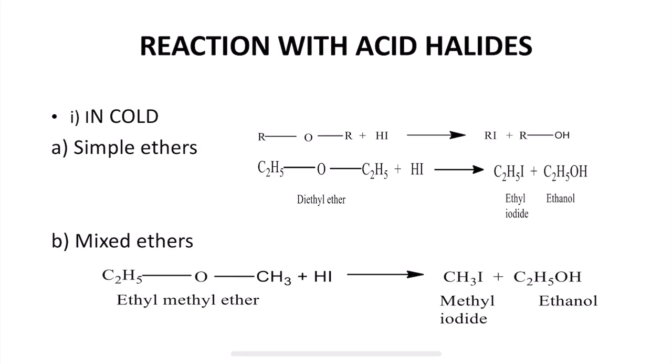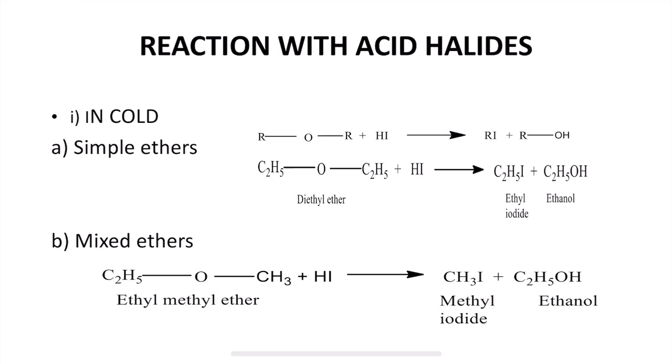If one group is methyl and the other is a primary or secondary alkyl group, it is methyl iodide which is formed. So here one is ethyl and another is methyl attached to this oxygen. This is an example of a mixed ether. When this is treated with hydrogen iodide, we get methyl iodide and ethanol. This can be explained on the assumption that the mechanism is SN2. If you understand the mechanism of the SN2, nucleophilic substitution 2 reaction, we can justify this.